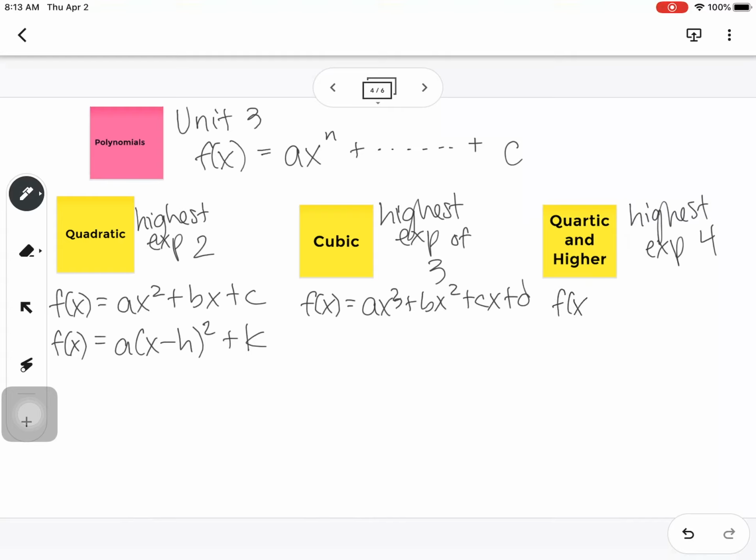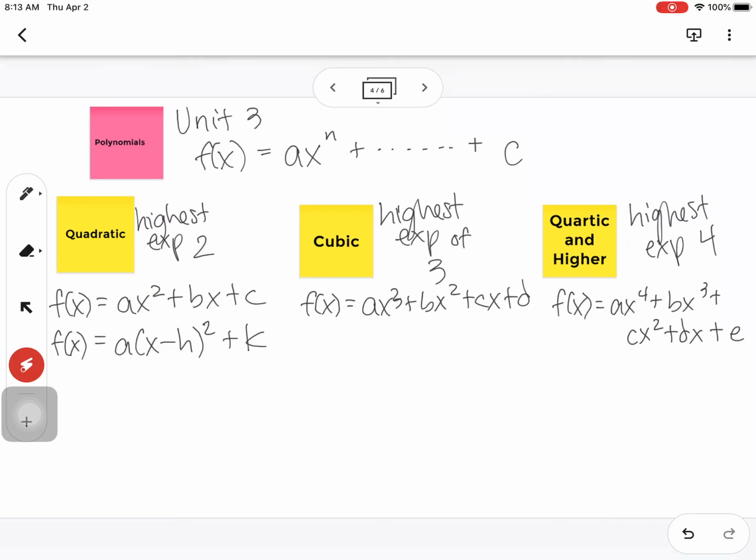And a quartic, again over here, really just means you have a highest exponent of 4, so you have ax to the fourth plus bx cubed plus cx squared plus dx plus e. So again, the priority here is what is your highest exponent?